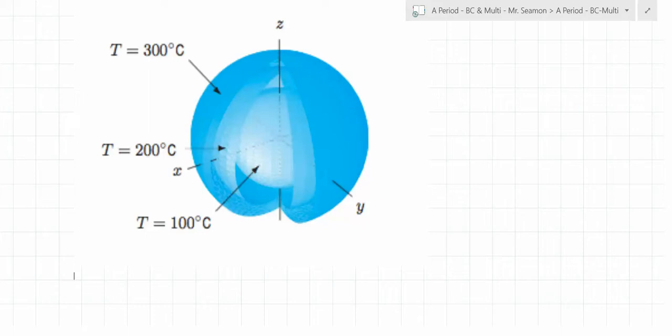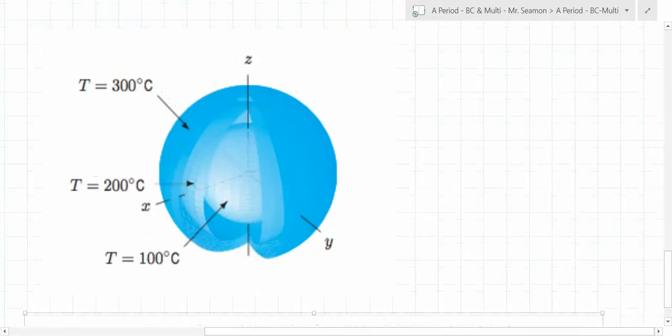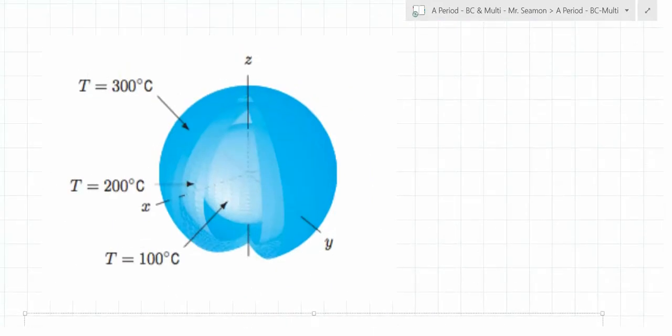So let's say they define it, they give you a temperature. This is what it looks like here. Let me turn off the light so you can actually see it. Do you see what's going on there? A slice is also cut out of this so you can see what's going on. You have concentric, not concentric circles, you have concentric what? You have concentric spheres.